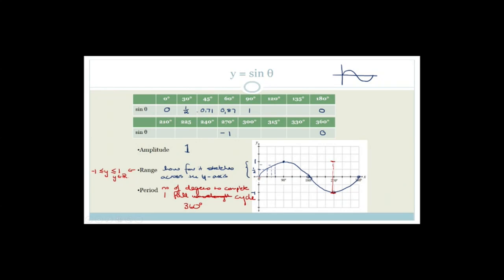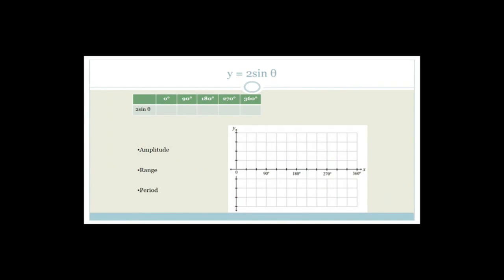Okay, understand. Now, what happens if I now have 2 sine theta? Do you agree that if I had sine theta here, what would this be? This would be 0, 1, 0, minus 1, and 0. So if I had y is equal to sine theta, my y values would be 0, 1, 0, minus 1, 0. So what do you think would happen if I now had y is equal to 2 sine theta? Obviously 0 times 2 is going to be 0. So what do you think 90 is going to be? Do you agree that 90 would be 2 times 1, which is 2?